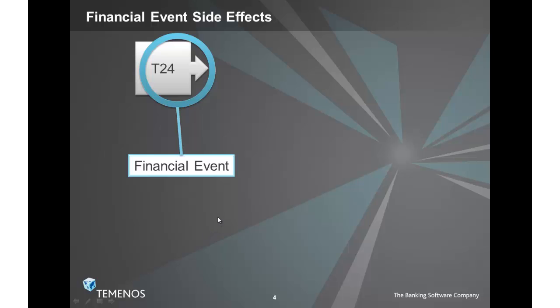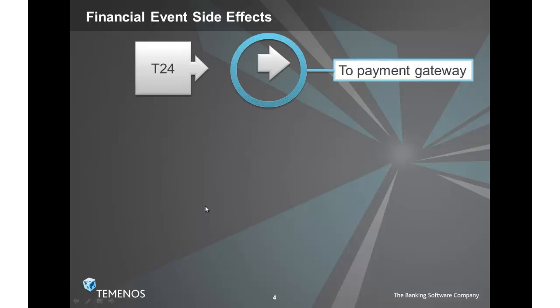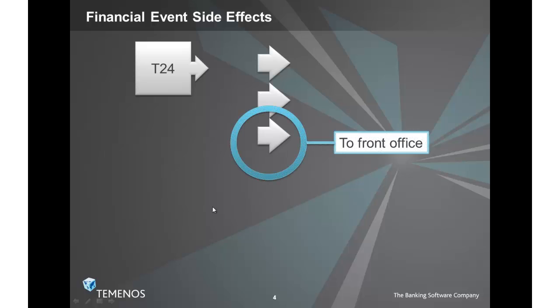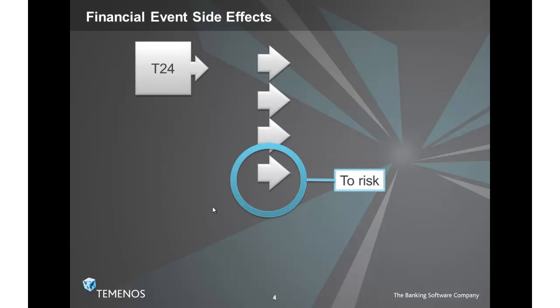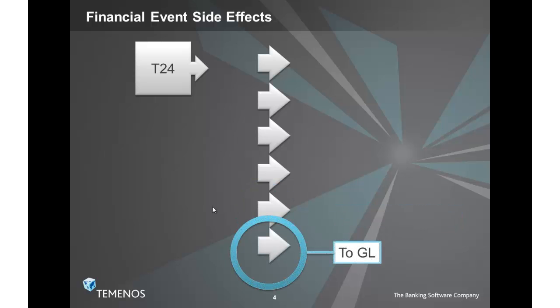Let's now take a look at a more complex event process, which is designed to illustrate the typical side effects of a financial event. So what we're simulating here is a single business event taking place in T24, resulting in a single message, and that message resulting in a notification to a payment gateway, to a back office system, a front office system, to risk, to a data warehouse, and also notifying the general ledger.